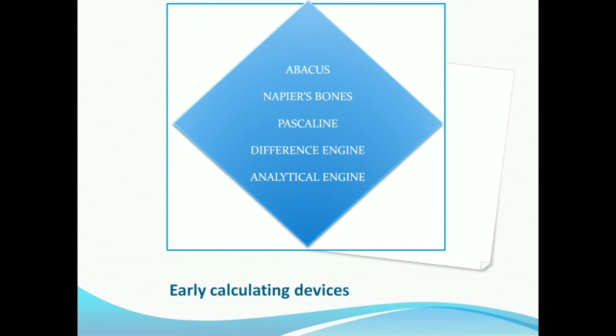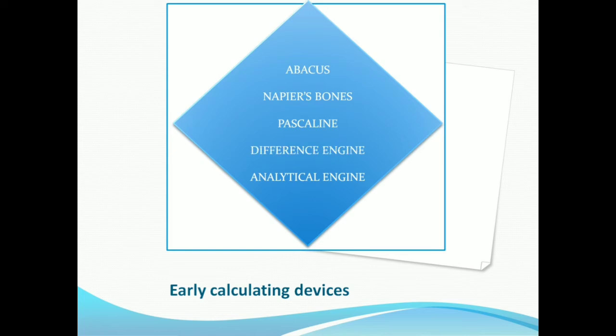And the third calculating device is called Pascaline. The Pascaline calculator was developed by Blaise Pascal in 1642. It was a rectangular box. Numbers were displayed on the rotating wheels and it was mainly developed for accounting purposes. We can handle only 5-digit numbers in the earlier calculating device, but later versions were able to handle 6 and 8-digit numbers as well.